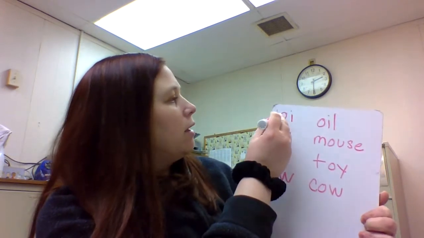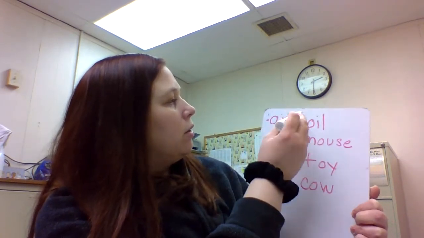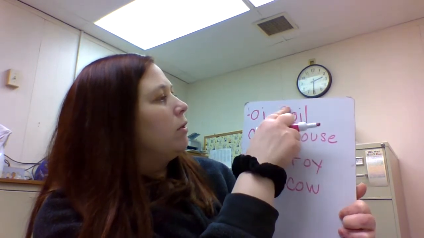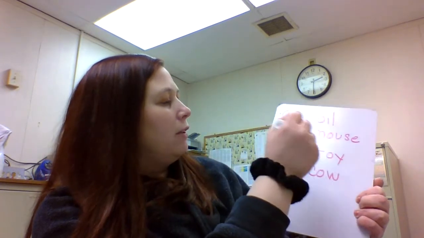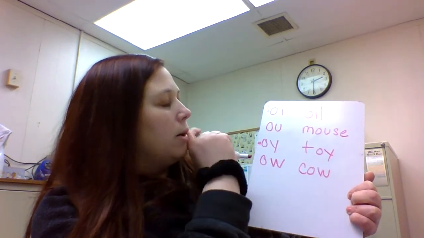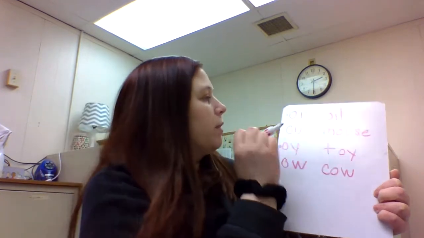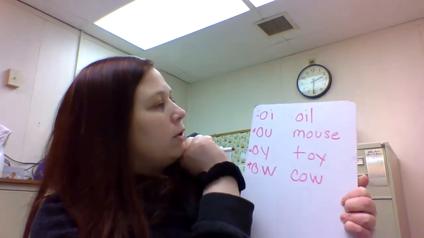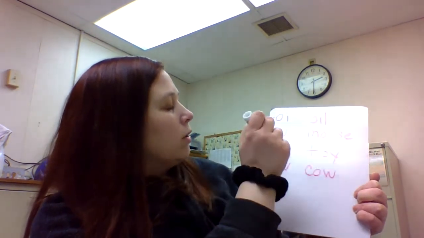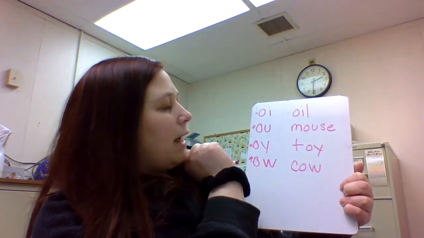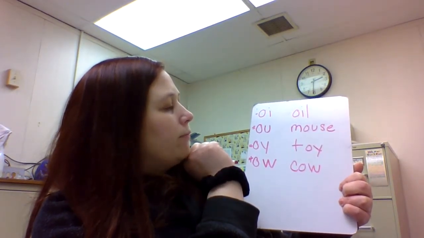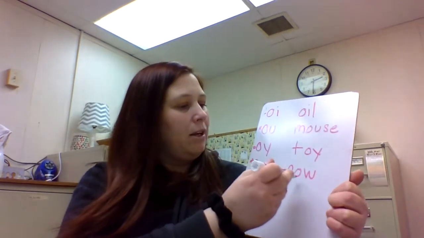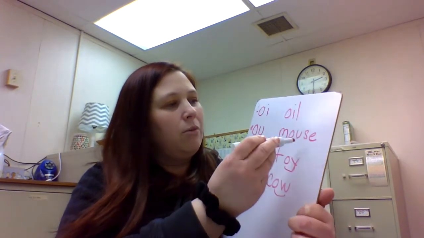Probably wrote these out of order. Oi and oy. Oi we use in the initial or medial sound, so if this was the word foil, we would use that. And then our OY is used at the end, so toy, boy. Then our OU and our OW are also pairs, and our OU we use in the middle or beginning of words, and OW we use at the end, like cow or bow or show.